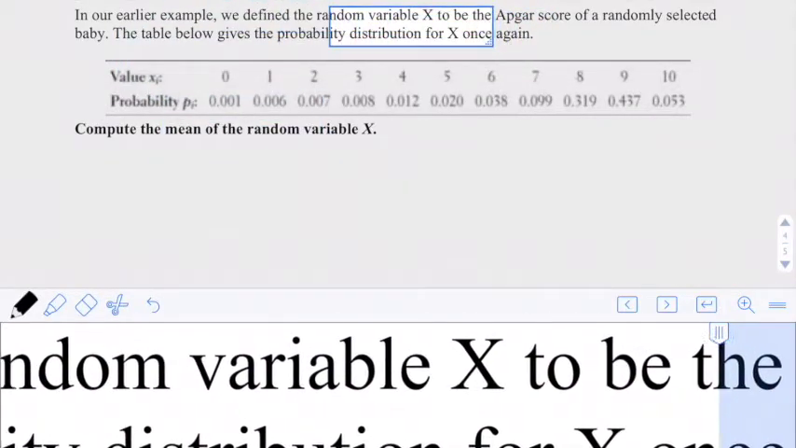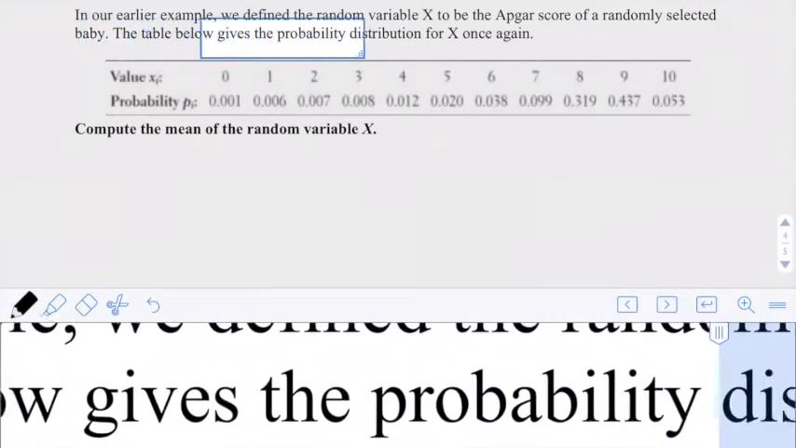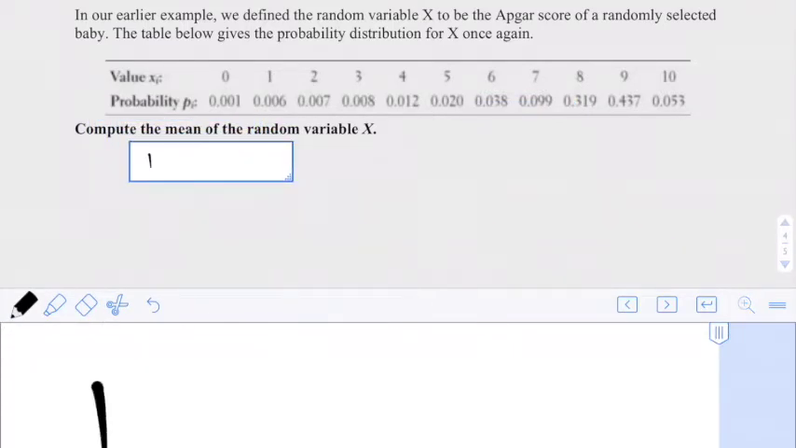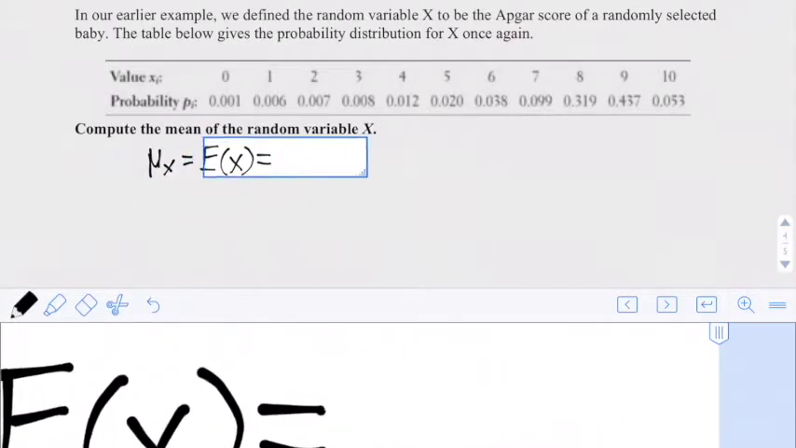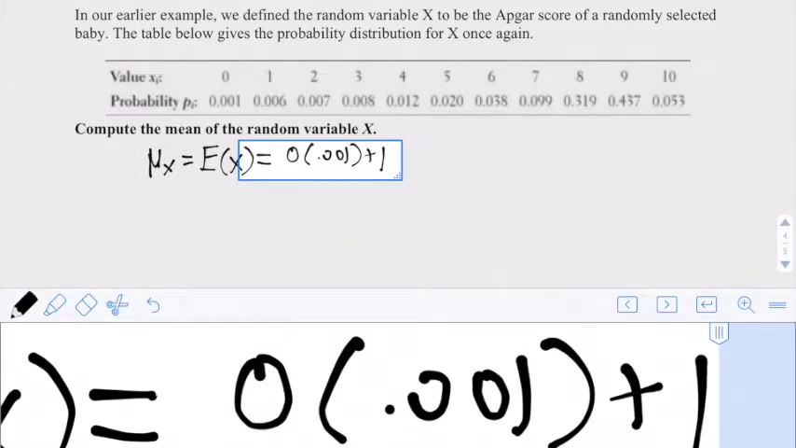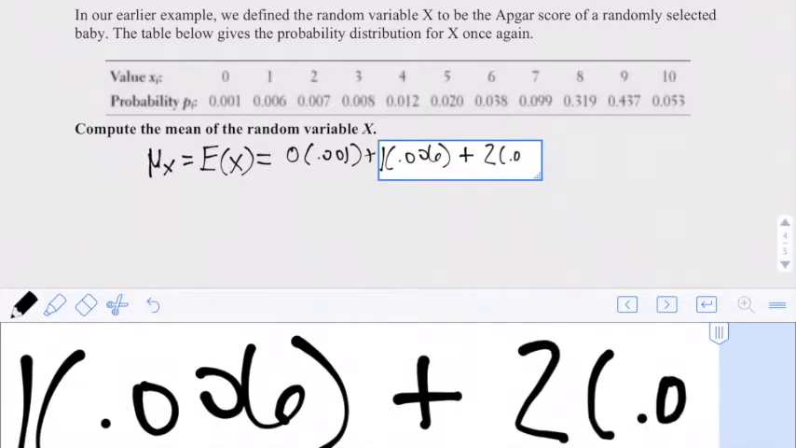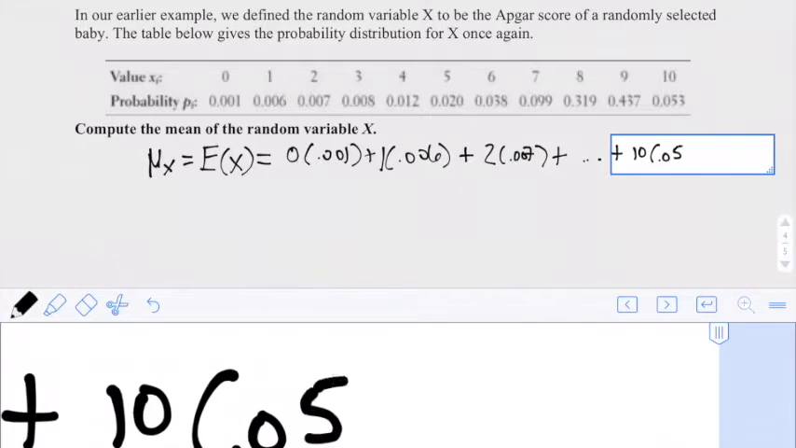So remember the APGAR scores. We define the random variable x to be the APGAR score of a randomly selected baby. The table below gives the probability distribution for x once again. So if we want to compute the mean, or that expected value, the mu of x, or we can call it the expected value of x, remember that's the same thing, we just multiply. So 0 times 0.001 plus 1 times 0.006 plus 2 times 0.007 plus, and we keep going until we do 10 times 0.053.